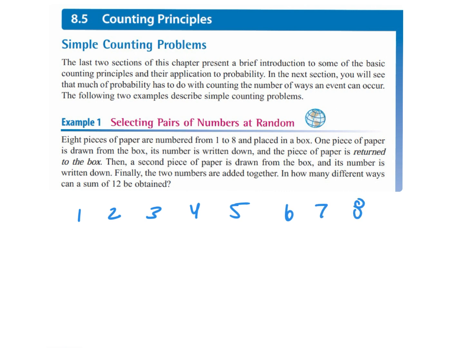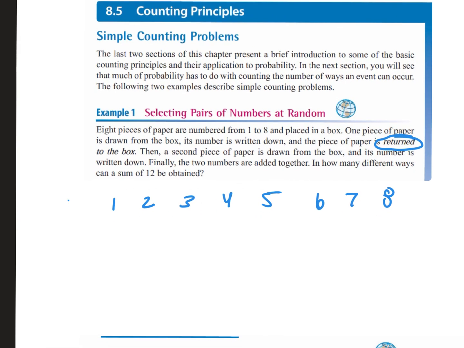All right, now let's talk about this for a second. You yourself, you're this person in this problem. You draw a card. You pick it out. You look at it and you do what? You write down the number. And then what do you do with the piece of paper? You put it back in the box. It's returned to the box. So how many pieces of paper are left in the box for you to draw again? There's 8, right? Okay, so this is the first time you pull, and then this is the second time.